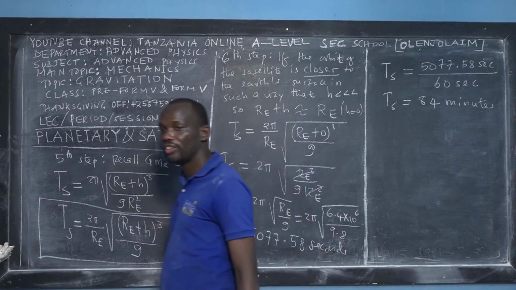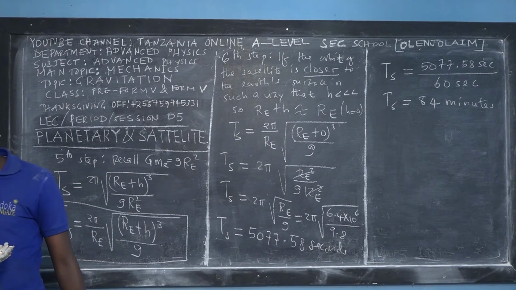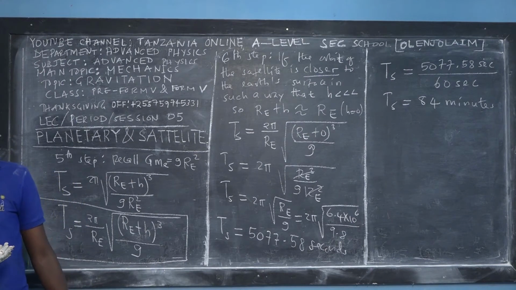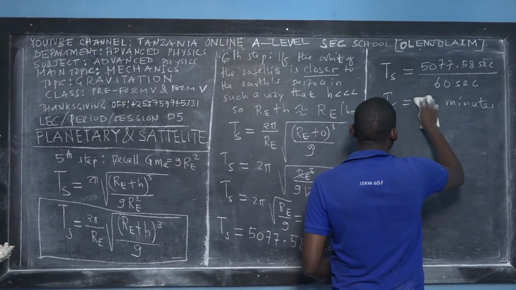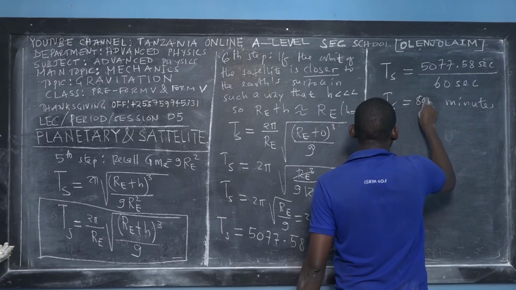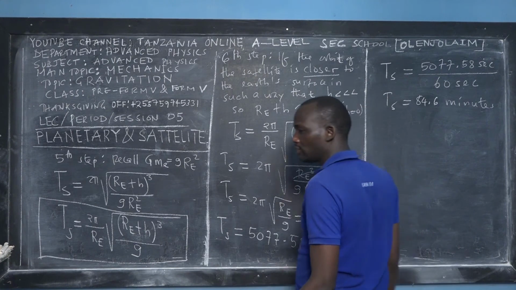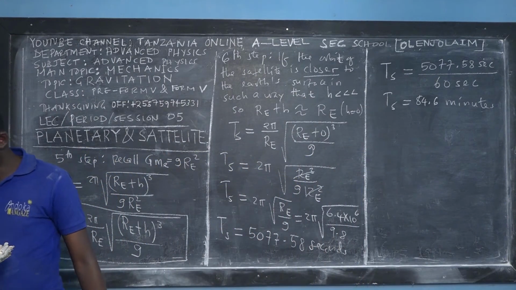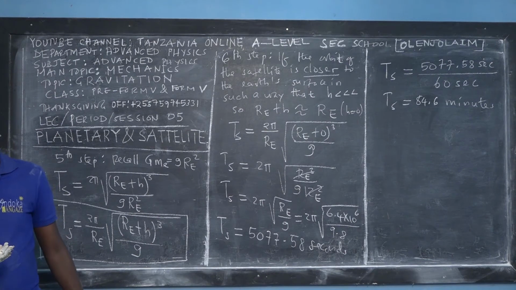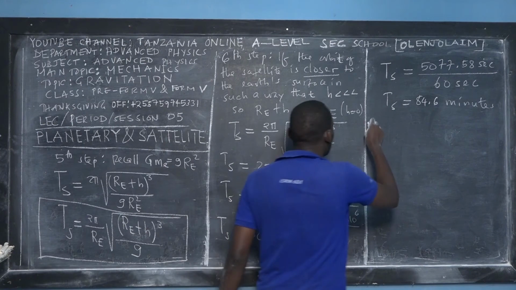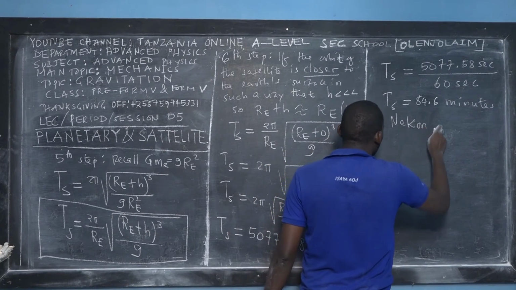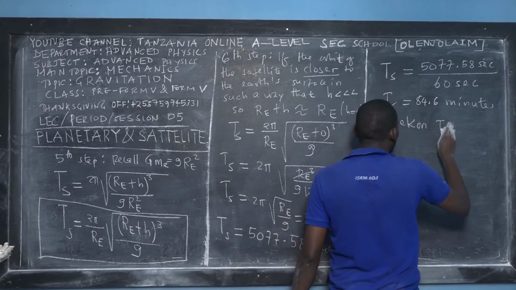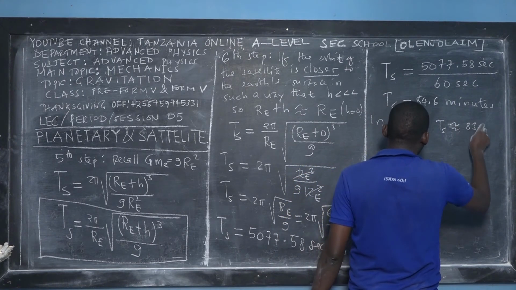So a satellite will take only 84 minutes to complete one revolution, not 84.6 minutes. But this 84.6 minutes depends on the reference book. For example, when I checked your reference book called the Nelkon, the period was estimated at 83 minutes. So in Nelkon, the period of the satellite is estimated to be 83 minutes.